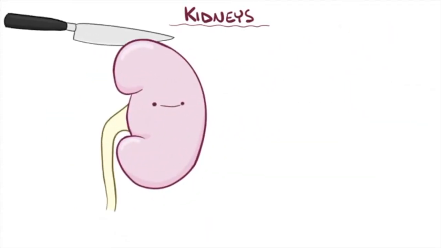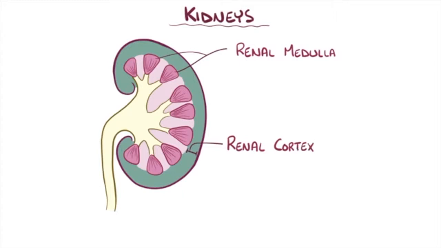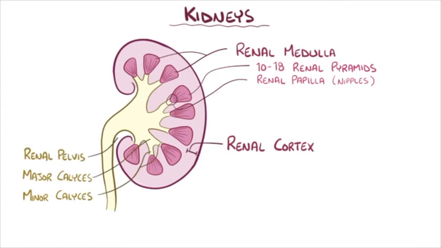If you take a cross-section of the kidney, there are 2 main parts. The inner portion is the renal medulla, and the outside rim is the renal cortex. The medulla is made up of 10 to 18 renal pyramids, with the base of the pyramids facing the renal cortex and the tips of the pyramid, called renal papilla, or nipples, pointing toward the center of the kidney. The renal papilla project into minor calyces, which join together to form major calyces which funnel into the renal pelvis. Urine collects in the renal pelvis and then heads out of the kidney through the ureter.